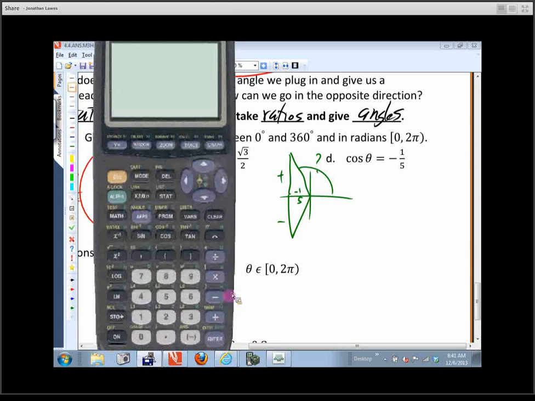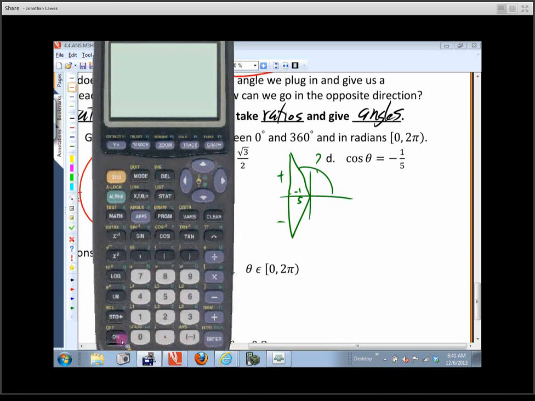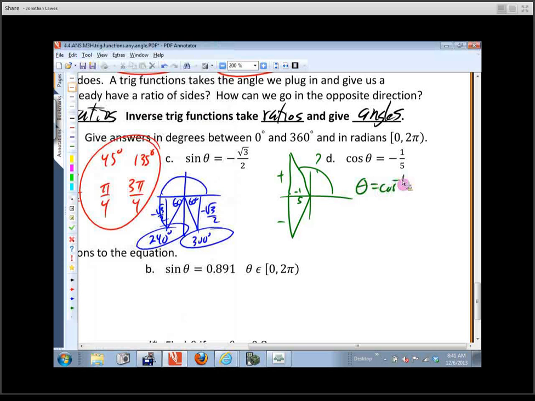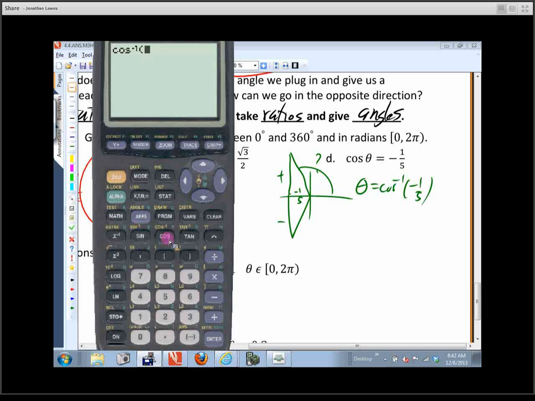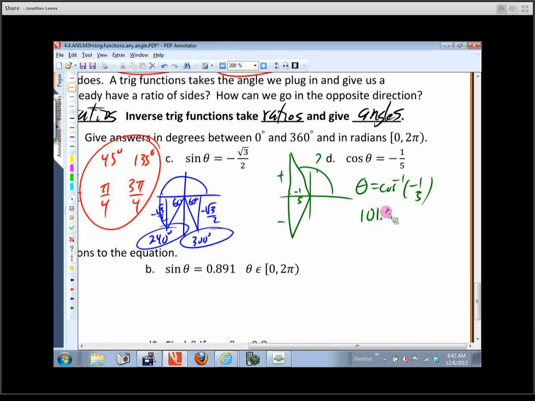Okay, when you use your calculator in trig, what are we going to do first? Check the mode. Now, I think it's a lot easier to do this in degrees to start off with. So let's check the mode. We're in degree mode. I'm going to hit second quit, and I'm going to type in theta equals cosine inverse of negative 1/5. So let's see what the calculator gives us. Cosine inverse, negative 1 divided by 5. Does that look about right? We expected something a little bit bigger than 90 degrees. So 101.5354. 101.54 degrees.